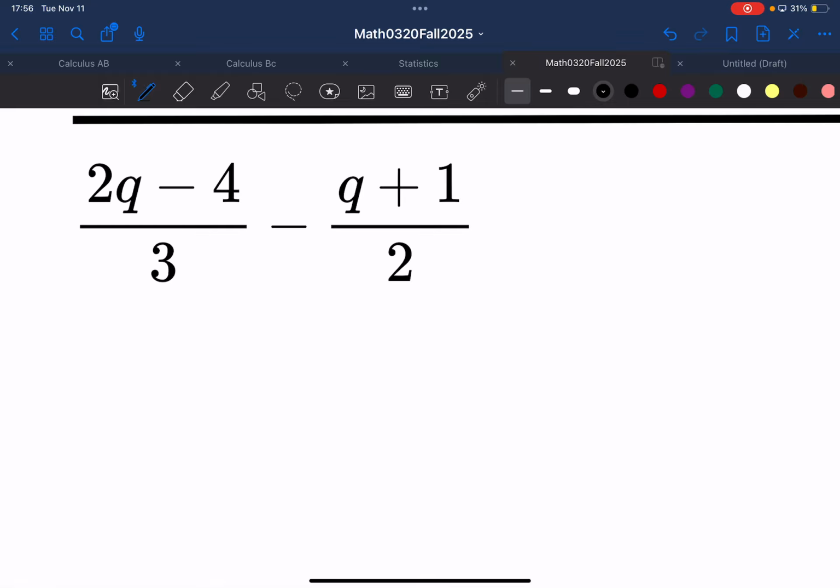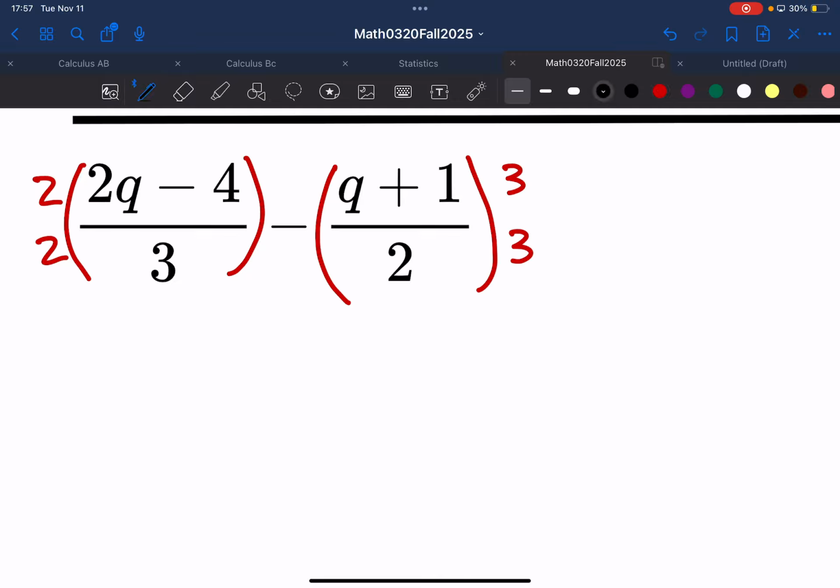So if we need to get a common denominator, what would be the common number between 3 and 2? 6. 12 could work. I heard 12. But we want the smallest number that they both can divide into. So 3 can go into 6, and 2 can go into 6. That's the smallest number. So what we're going to do is multiply each fraction by a number that's going to give us 6. For this one, it's going to be 2. And this one is going to be what? 3.